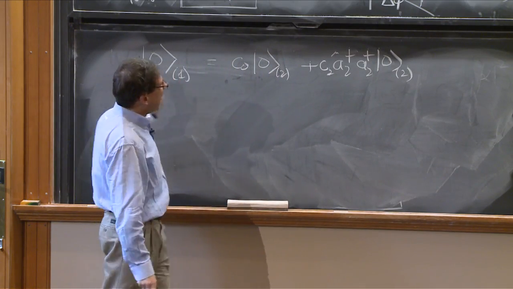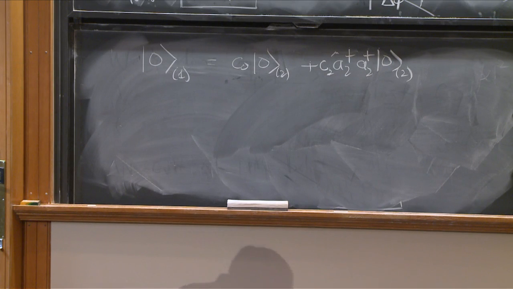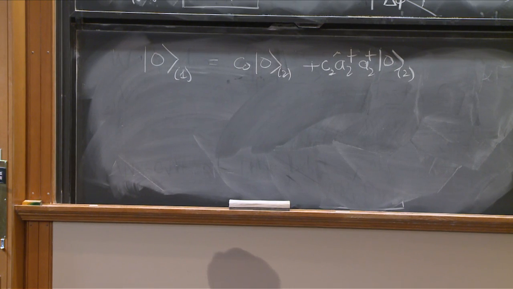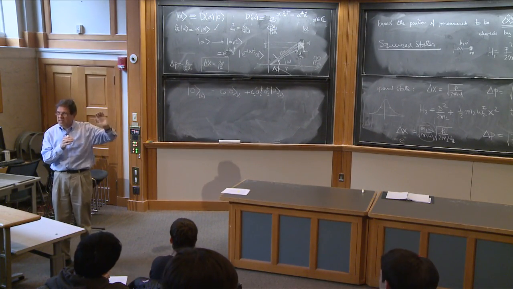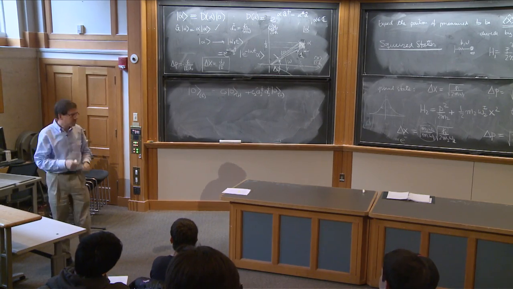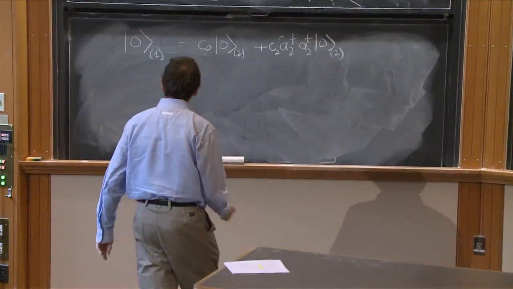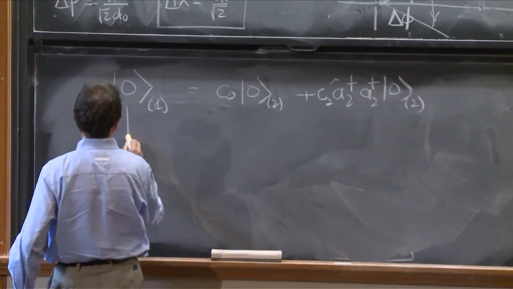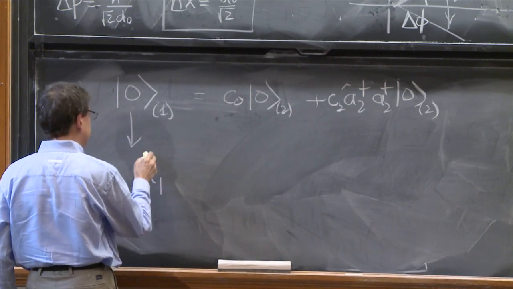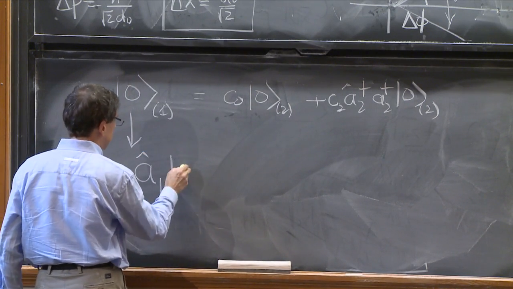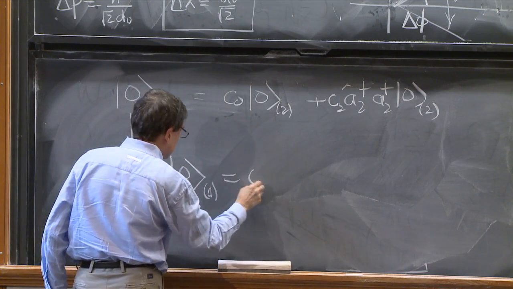So what I'm after is this sort of expression of the original state in terms of energy eigenstates of the second oscillator. So how can we do that? Well, one thing we know about this state is that A1 on it is equal to 0.